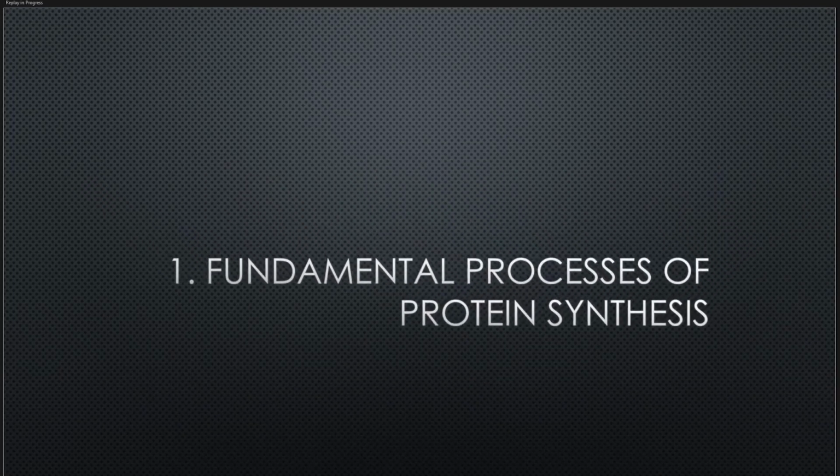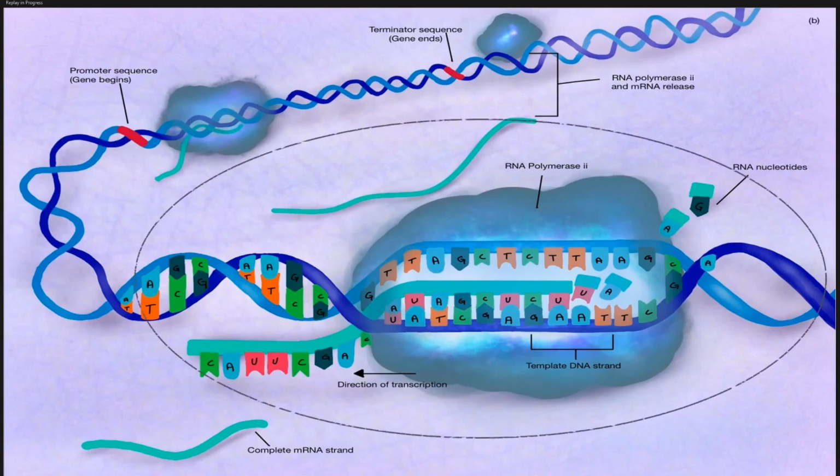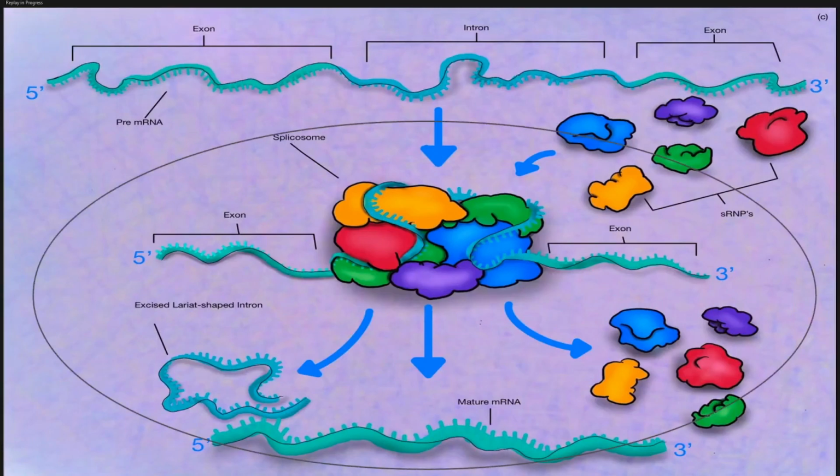So we will start off by describing the fundamental processes of protein synthesis, which is composed of two main parts, first of which is transcription. Transcription is the process by which coding DNA from a gene is transcribed into a complementary messenger RNA, also known as mRNA. This takes place within the nucleus.